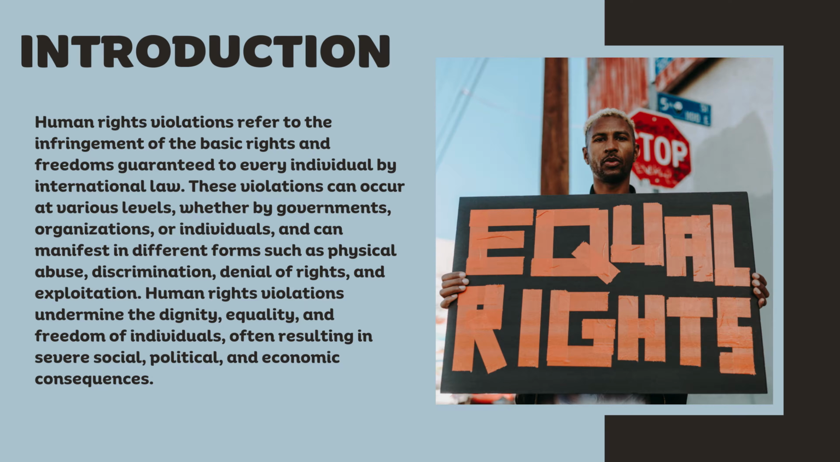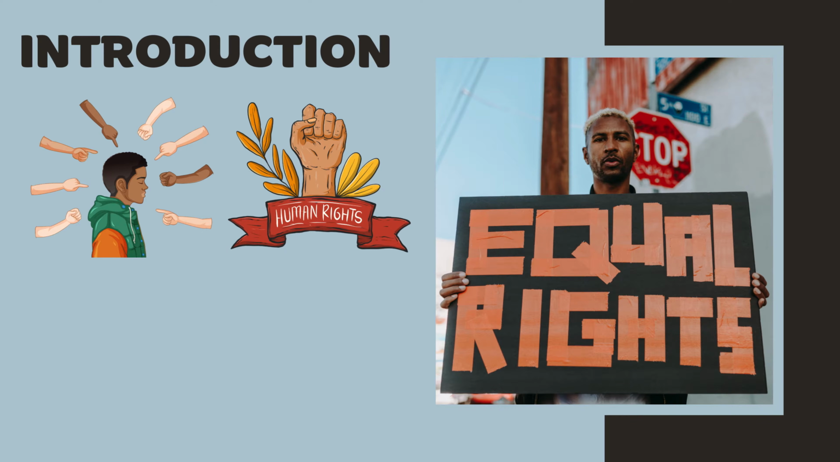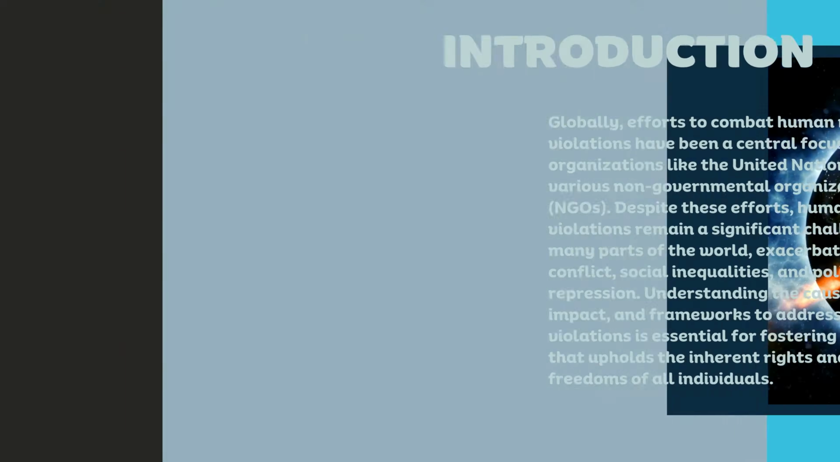Introduction: Human rights violations refer to the infringement of the basic rights and freedoms guaranteed to every individual by international law. These violations can occur at various levels, whether by governments, organizations, or individuals, and can manifest in different forms such as physical abuse, discrimination, denial of rights, and exploitation. Human rights violations undermine the dignity, equality, and freedom of individuals, often resulting in severe social, political, and economic consequences.